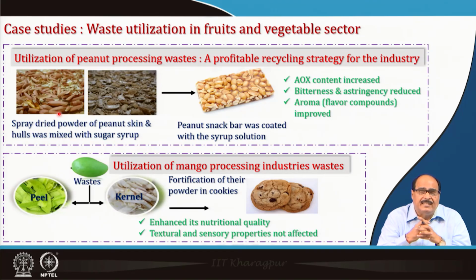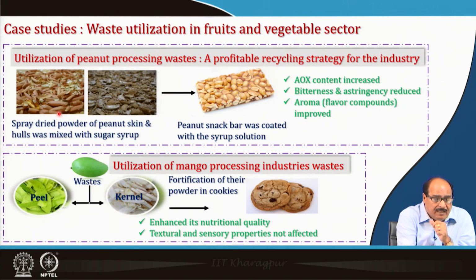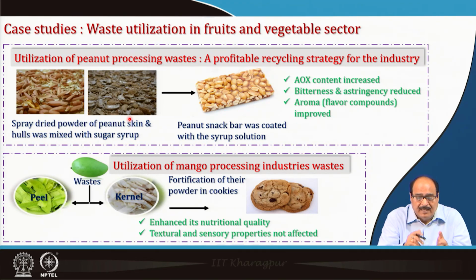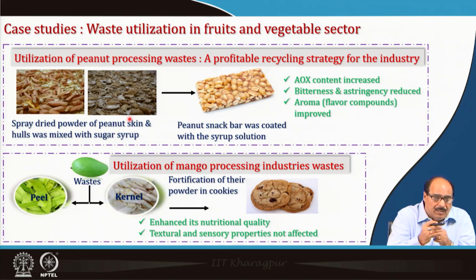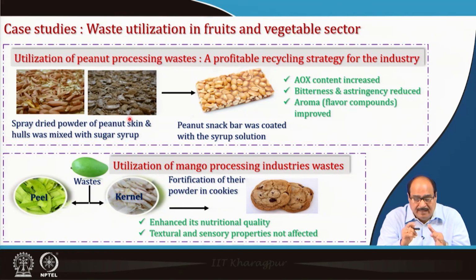Then the case study on waste utilization in the fruits and vegetable sector: spray dried powder of peanut skin, that is peanut skin powder or hulls, was mixed with sugar syrup, and the peanut snack bar was coated with this syrup solution. It was found that the antioxidant content of the snack bar increased, bitterness and astringency were reduced, and aroma was improved.